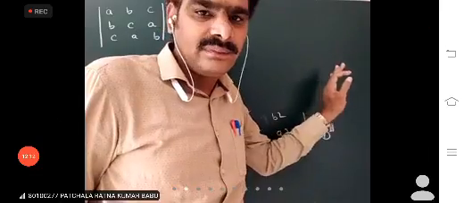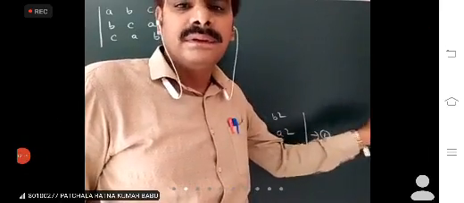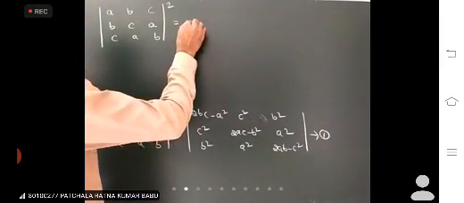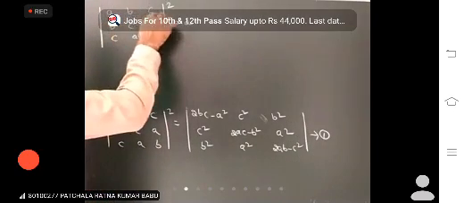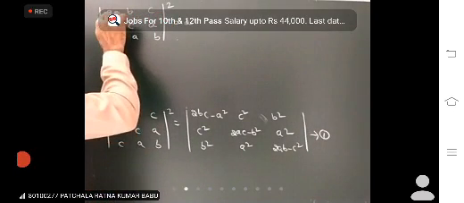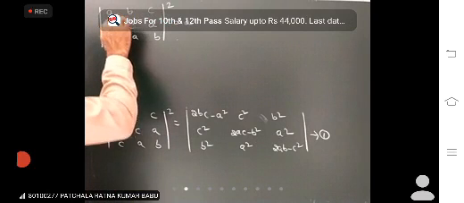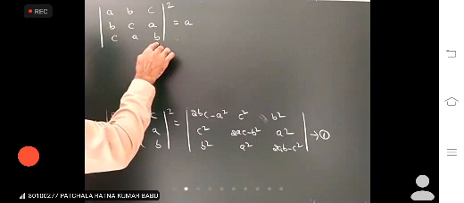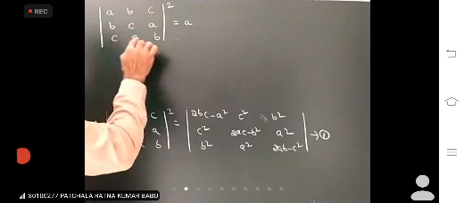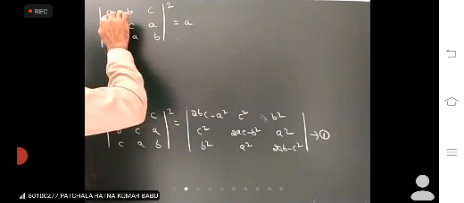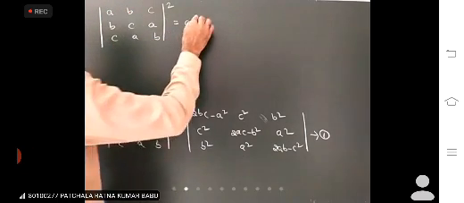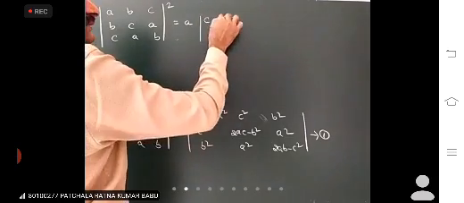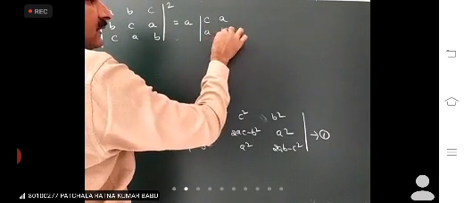First element into minor of first element, minus second element into minor of second element, plus third element into minor of third element. Here, first element is a into minor of first element. Delete the first row, first column in which A is present. Here there are 4 elements. Find the determinant of these 4 elements. This is the minor of A. A into determinant of C, A, A, B.